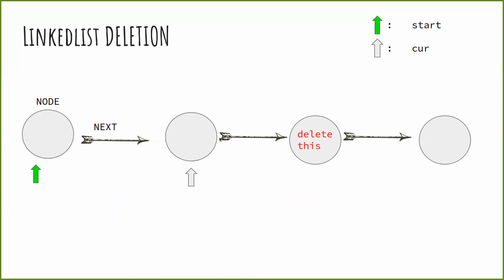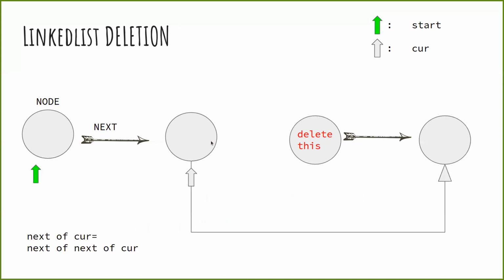Once we reach the node before the one to be deleted, all we have to do is make the next of this particular node become the next of the node after it. So next of the second node will actually become the next of the third node. And how do you do that? You just say next of cur is the next of next of cur. It's going to be very similar in Python, as I'll demonstrate very soon.